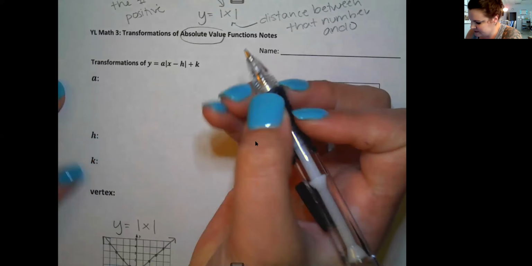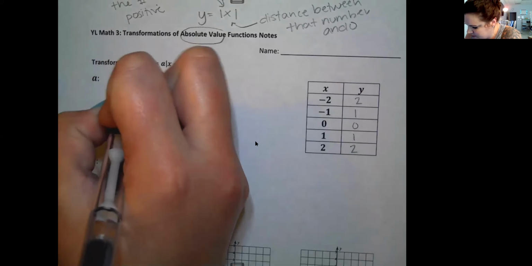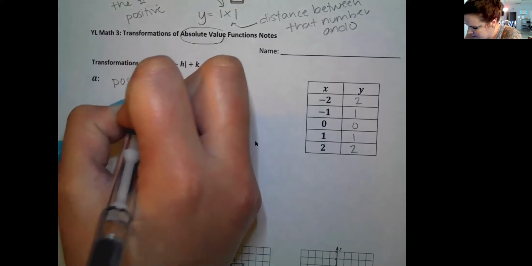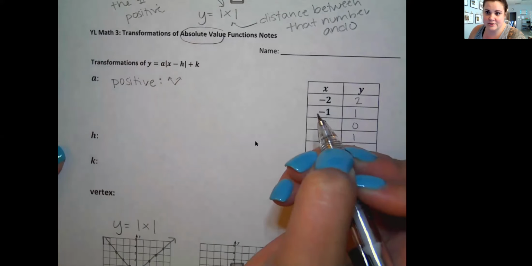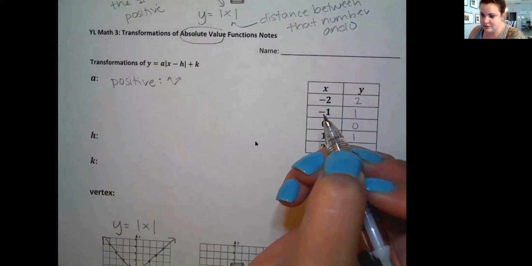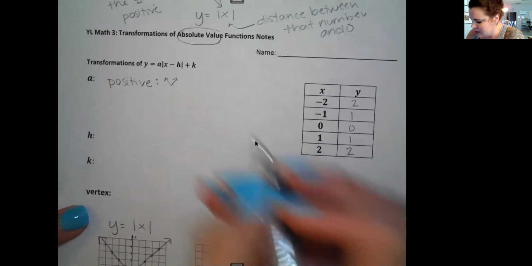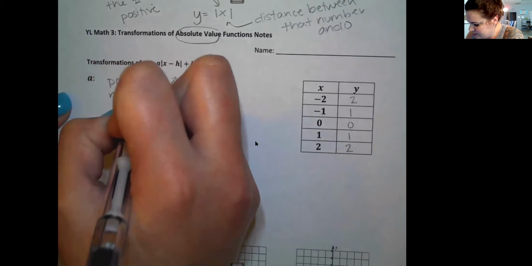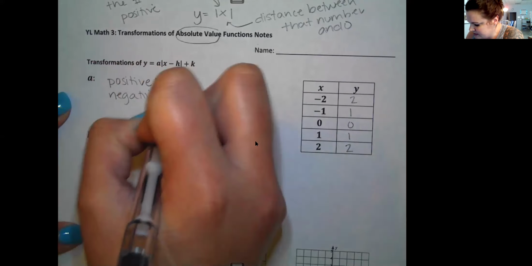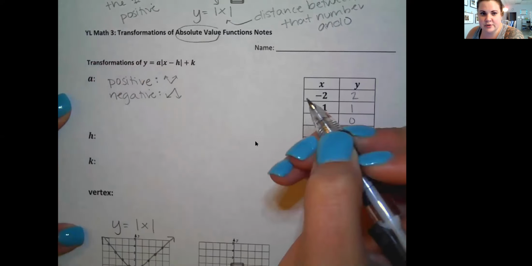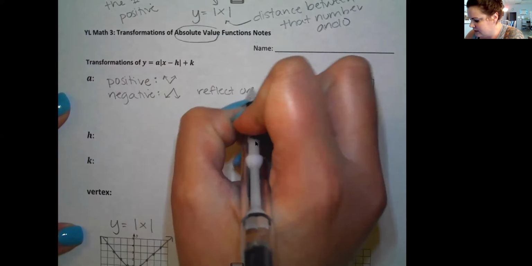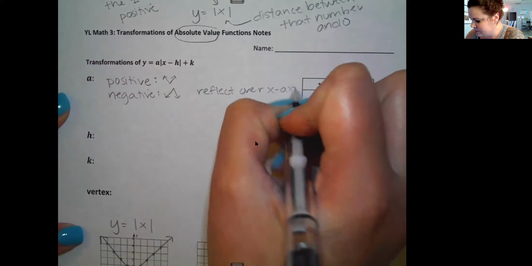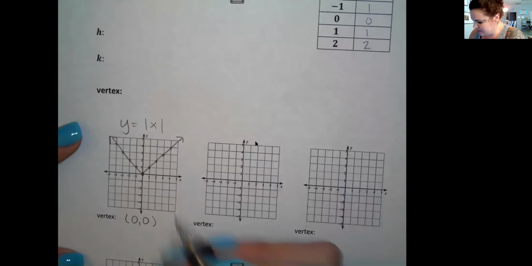So for A, I'm going to say if it's positive, the graph goes up like this. And so as far as a transformation goes, that wouldn't be a transformation because that's normal. The graph normally does that. If it's negative, the graph goes down, and we say that the transformation that happened is it was reflected over the x-axis. So it normally goes up. If it reflects down like this, then that would be reflected over the x-axis.